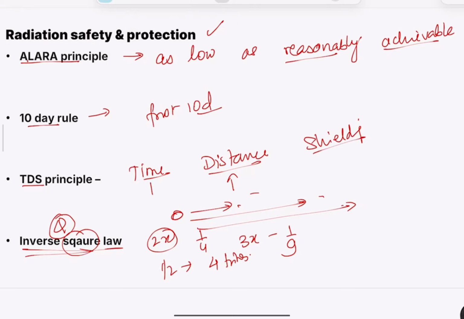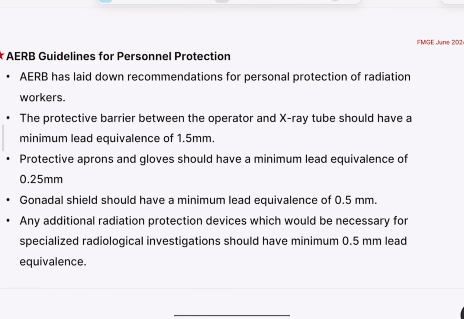And shielding is using appropriate protection, like lead apron, gloves, and thyroid shield. So what is the thickness of lead apron? Let's have a look at that. AERB guidelines in India for protection tell us that the protective aprons and gloves should have a minimum lead equivalent of 0.25 mm.